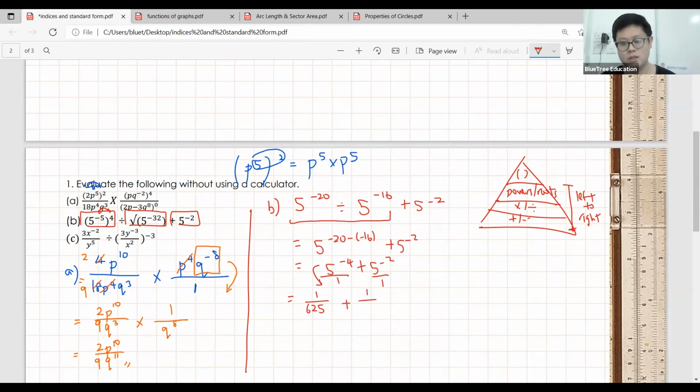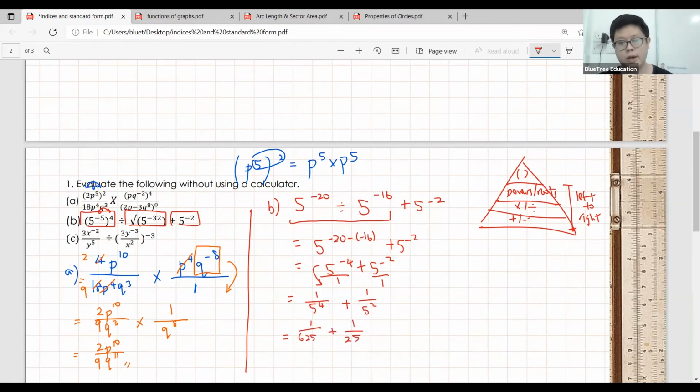Then for the denominator here, it will be 5 power of 2. If you worry about the presentation, I think it's better to show the in-between step, which includes making it a positive index first, and you move it under, then you change it into the actual value.